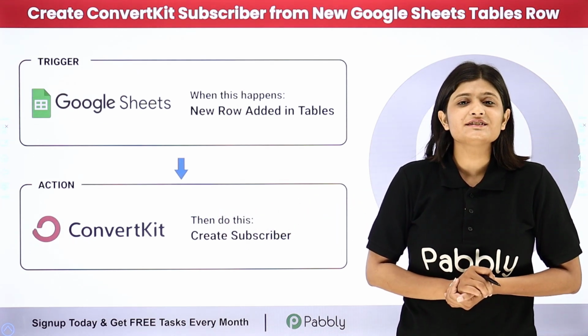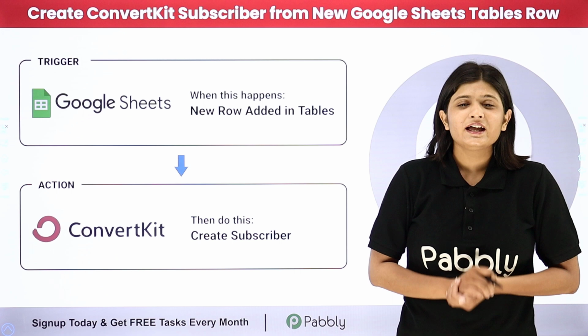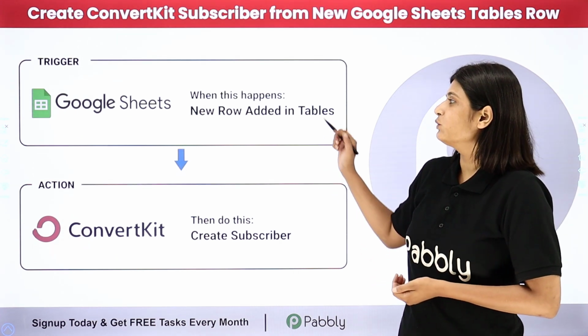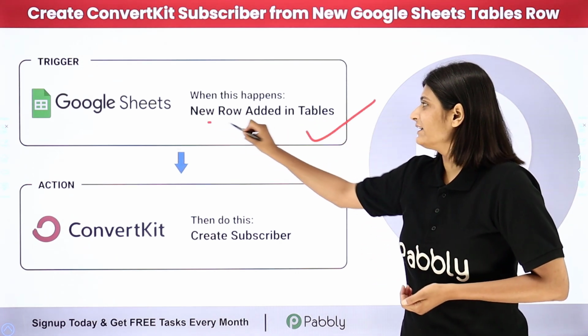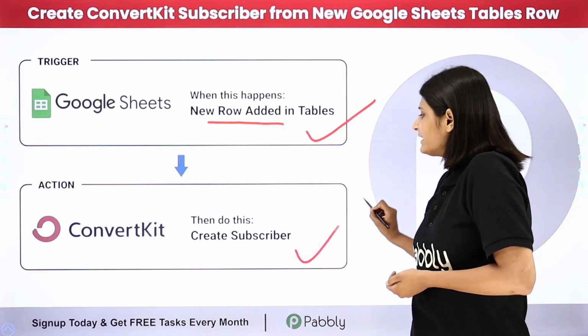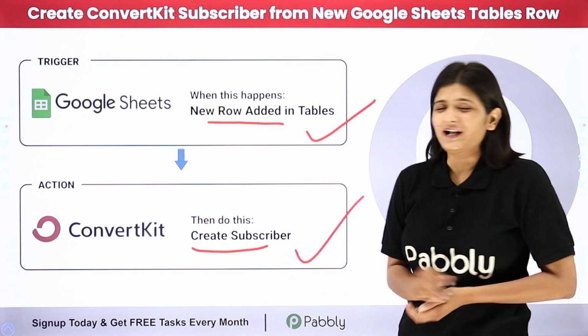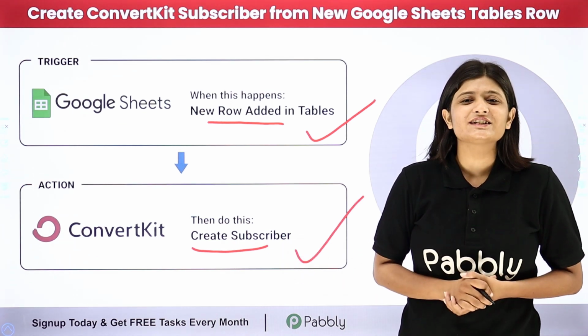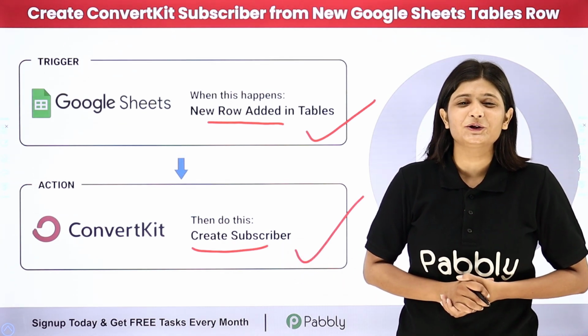Pabbly Connect runs on two principles, which is triggers and action. Here as my trigger application, I will take Google Sheets where the new row will be added in tables, and in my action application, I will take ConvertKit where the subscriber will be created automatically. If you want to learn this amazing automation step by step, let me take you all to my screen.